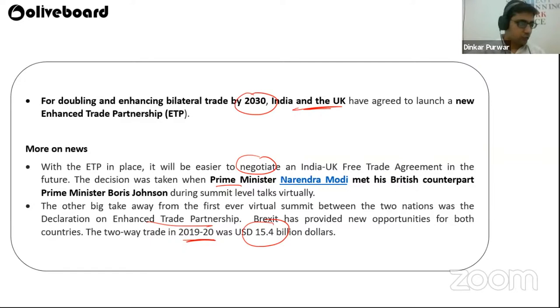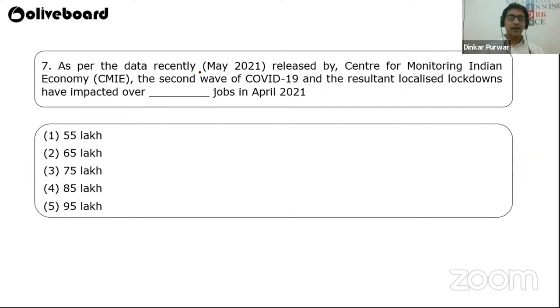Okay. So now question number 7. As per the data released recently, May 2021, by the Center for Monitoring of Indian Economy, that is CMIE, the second wave of COVID-19 and the resultant localized lockdown have impacted dash number of jobs in April 21. How many jobs have been affected as per the CMIE data? 55 lakhs, 65 lakhs, 75 lakhs, 85 lakhs, or 95 lakhs.